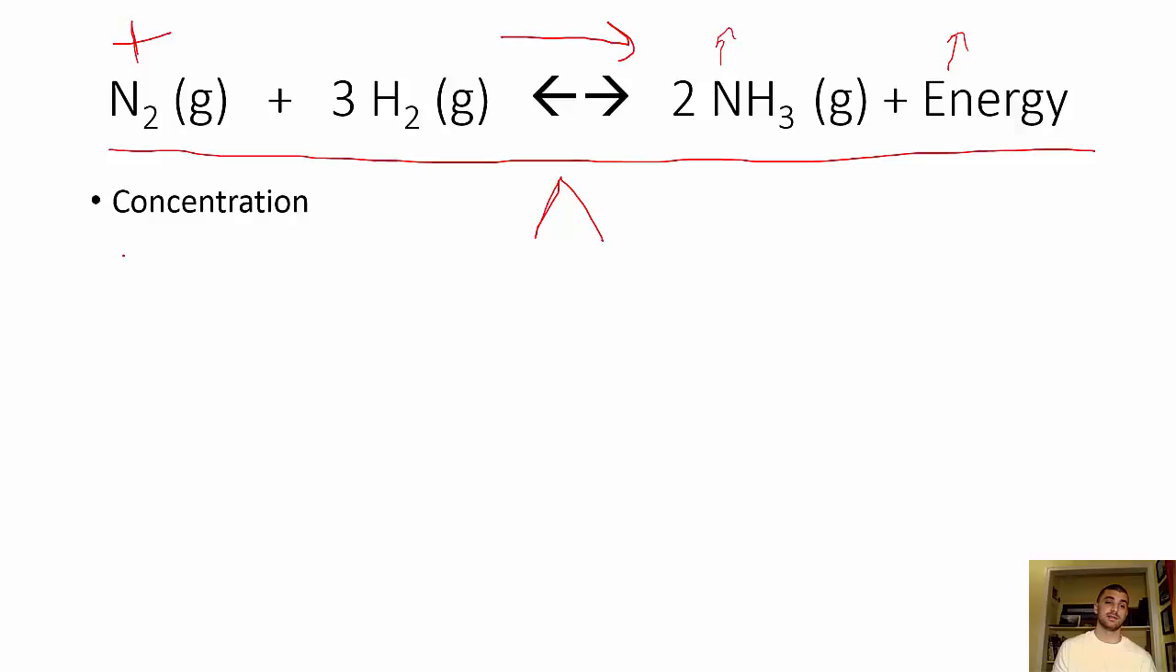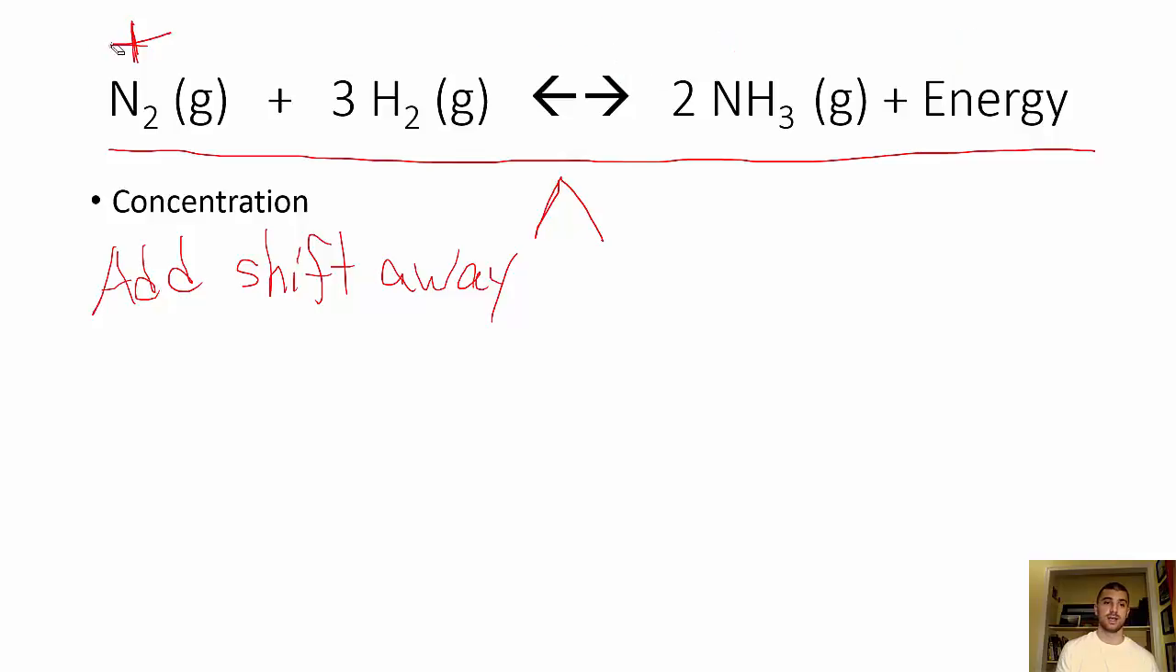So basically, if we add stuff, then we shift away from that side. We added stuff on the left side, so we had to shift to the right, away from that side, in order to stay balanced. So let's see what happens if I were to change the H2 concentration. If I add more H2, the same thing's going to happen. I'm going to have to shift to the right, which means I'm going to increase my NH3 and my energy being given off in order to maintain that balance.